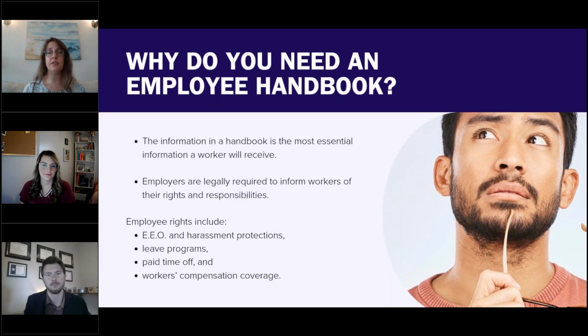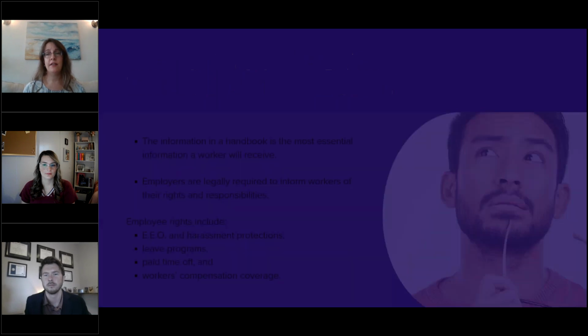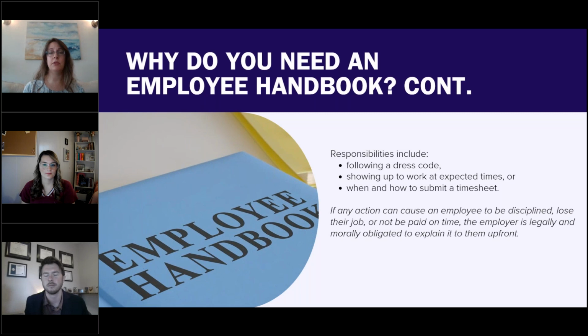The information an employer includes within its handbook is often the most essential information a worker will receive about their role in the company. As an employer, you are legally required to inform your workers of their rights and responsibilities. So let's go through that. Some of my rights as a worker might include EEO protections, which means I will not be discriminated against for my age, gender, or race. I also have the right not to be harassed in the workplace. I might have a right to leave programs, paid time off, and workers' comp coverage if I have an injury. So those are some examples of my rights as an employee.